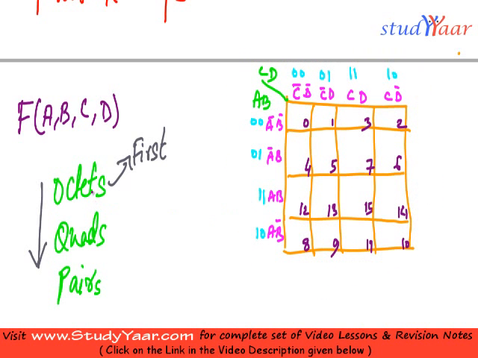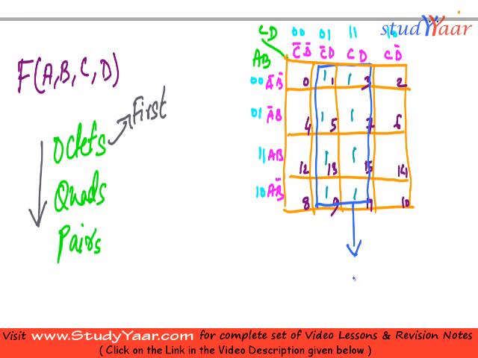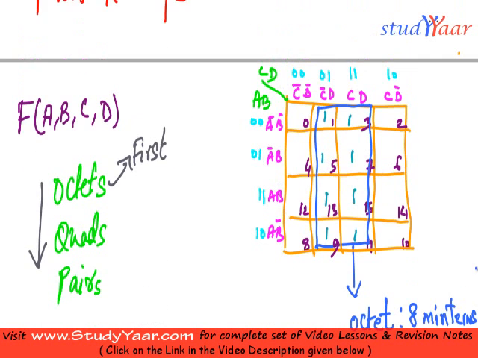Okay, this I am going to copy. Now let me show you what an octet looks like. If I have these minterms, let's suppose I have 1, 3, 5, 7, 13, 15 and 9, 11 minterms in my expression, then this is an octet. Octet is a group of 8 minterms. So that was about how to create octets. You just have to find adjacent 8 minterms and you can create an octet.